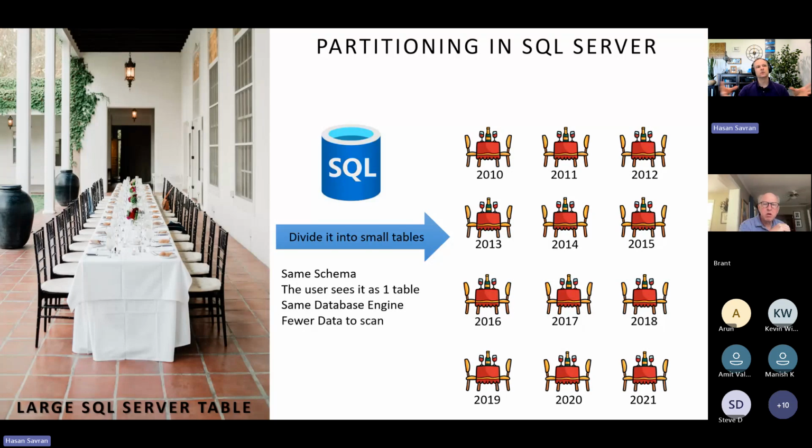So we can actually make that huge table as smaller tables in the backend, and we group the data usually by the date. In that case, we just use the year. The schema is going to be the same in all of these small tables. And the best part is the user sees only one table when you might have 10, 20, 30 tables in the backend. We use the same database engine.